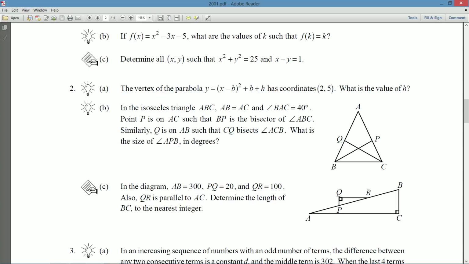Alright, 2a. The vertex of the parabola y equals (x minus b) squared plus b plus h has coordinates (2, 5). What is the value of h? Okay. So the vertex has coordinates (2, 5), and this equation looks like vertex form of the parabola.